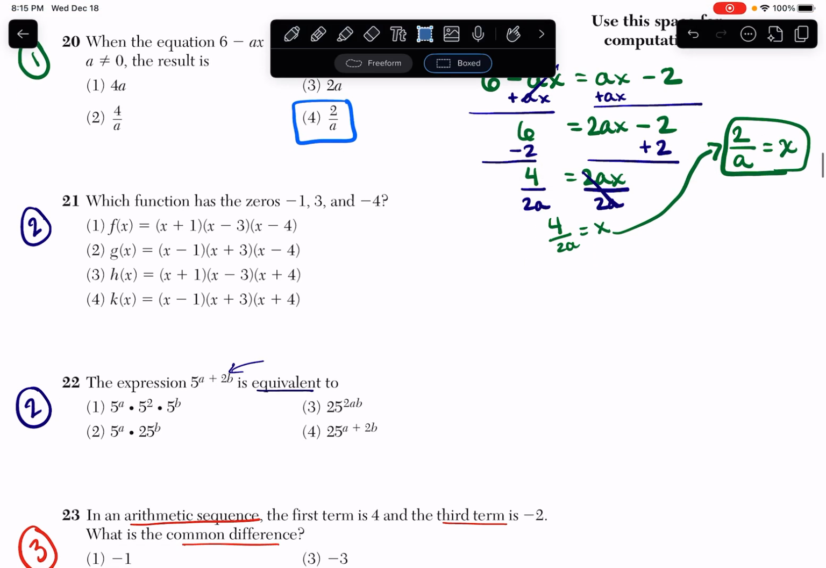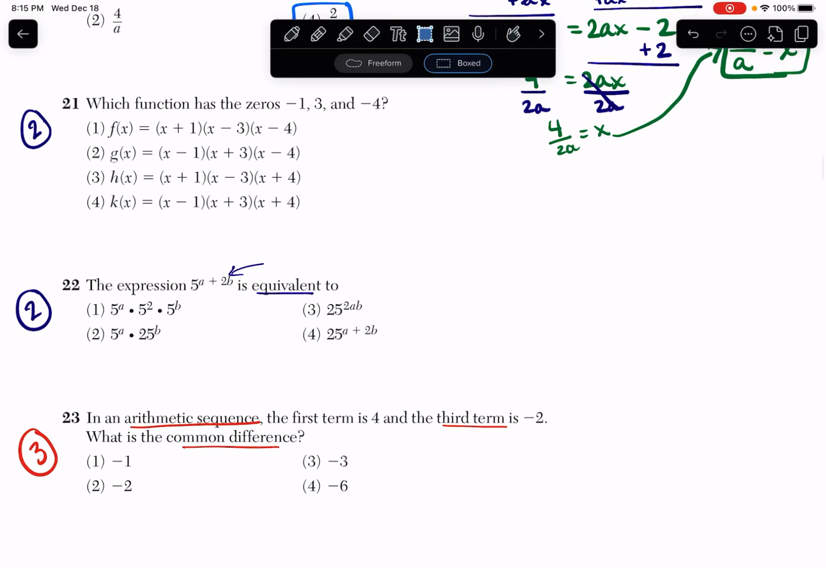Number 21, which function has the zeros, -1, 3, and -4? This one, zeros, is another piece of vocab that you have not learned yet. However, we have 4 functions. This is a good opportunity to just plug them in and see if you can figure out, like compare and contrast, look at the table, think of what 0 might mean, look for zeros in your table, and see which one you think has zeros, -1, 3, and -4.